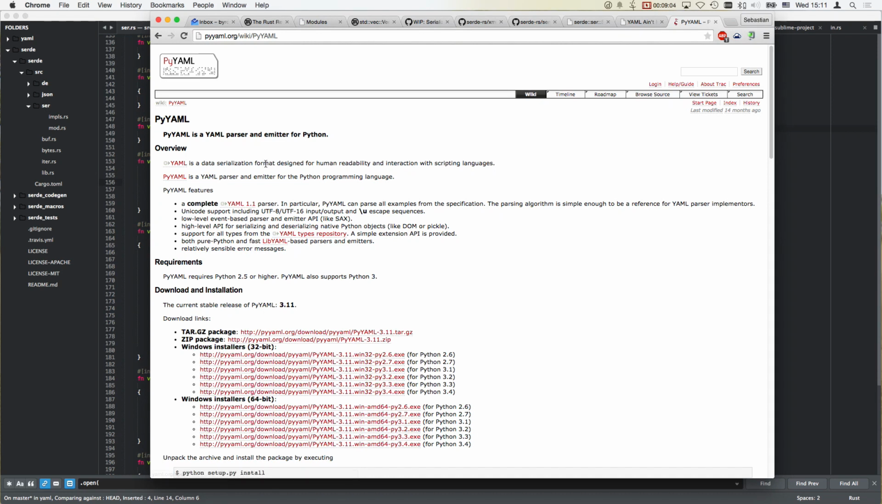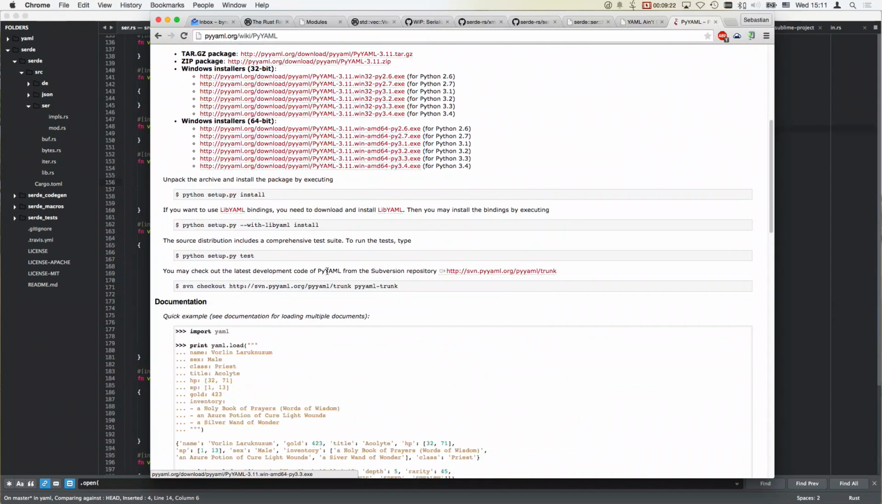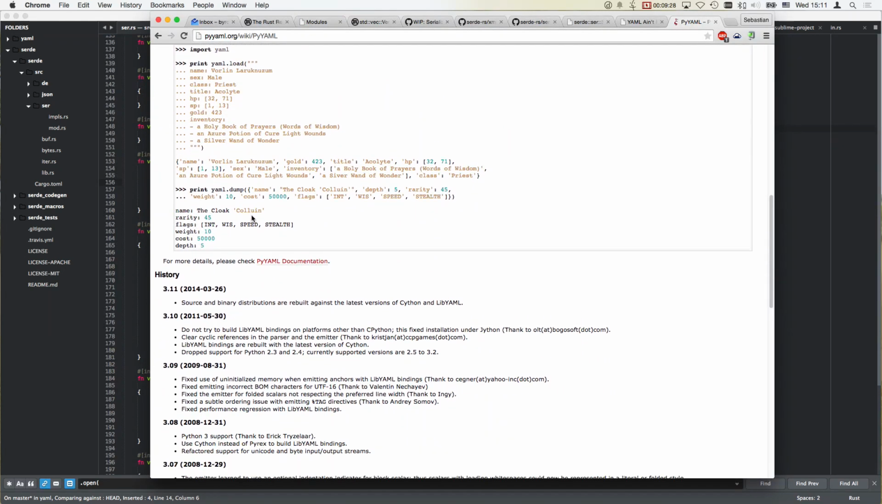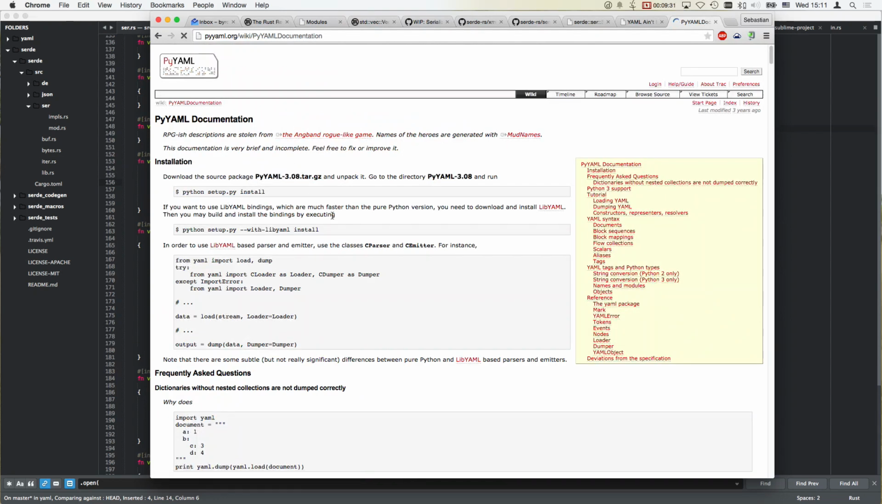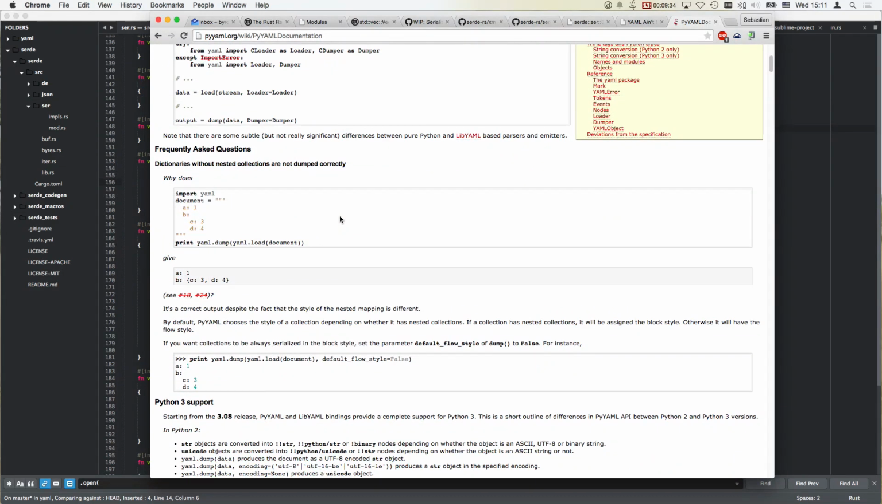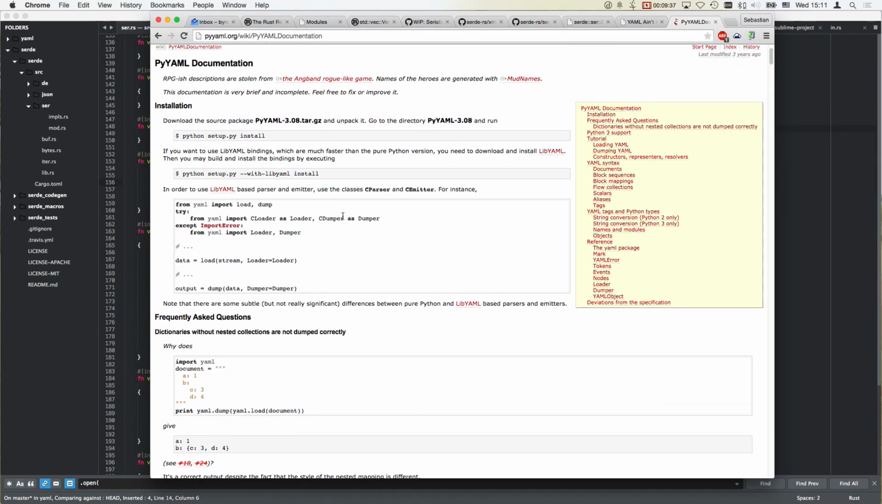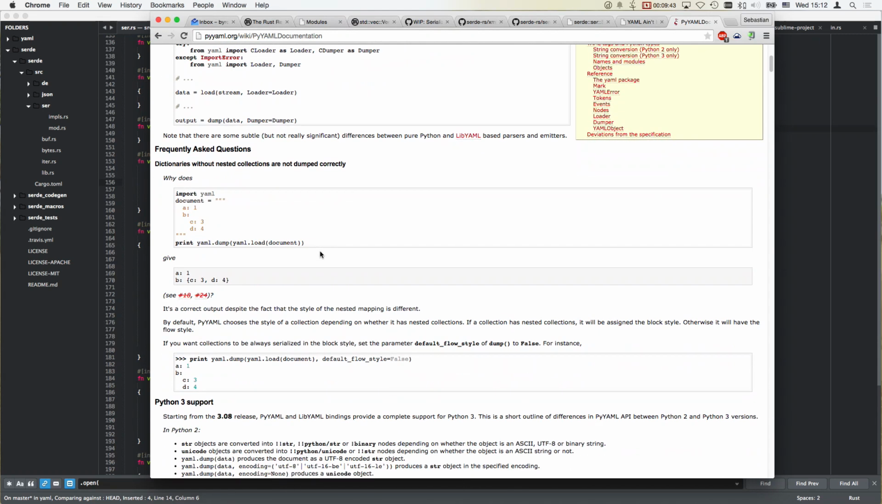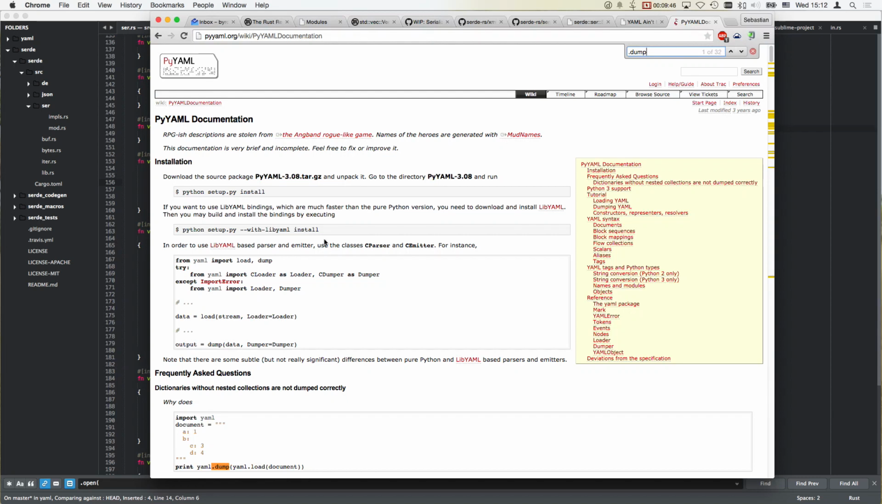Let's see. Let's see what we can do here. So does this link to itself? I don't like that kind of stuff. Where's the documentation? Quick example. See documentation for loading multiple documents. Here. All right. All in track. What about Sphinx or make docs or read the docs anyway? Sphinx would be a good thing. So anything about dump here? Show me.